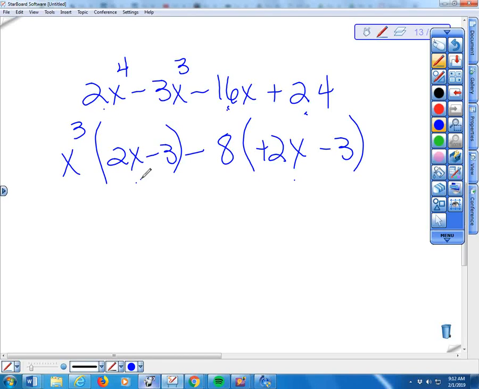To finish this problem, I'm going to do one more set of factoring, pulling out what's common to both of these terms. This is a term, this is a term. What's common to both? An 8, 2x minus 3. Do you see that? I'm going to pull that out of this term, and what do I have left? And I'm going to pull it out of this term. What do I have left?